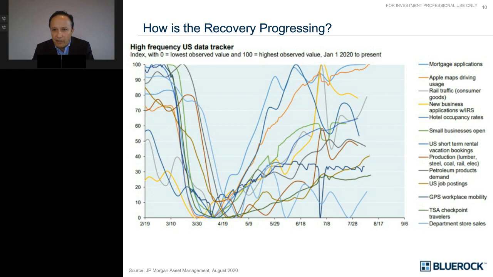Then rail traffic, new business applications, hotel occupancy, business openings, rental bookings, petroleum demand, job postings, TSA checkpoints, and so on and so forth. Everything basically went down to zero or close to zero. And now you've had a variable recovery with a lot of moving up and down. Mortgage applications are 120% of where they were in February, but TSA checkpoints and hotel occupancy are significantly lower, and they've bounced around. And that is really what this recovery is going to look like.